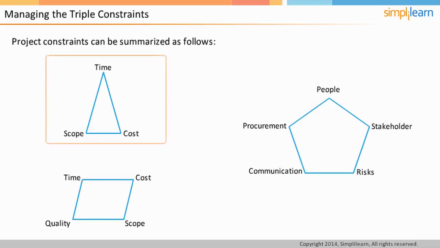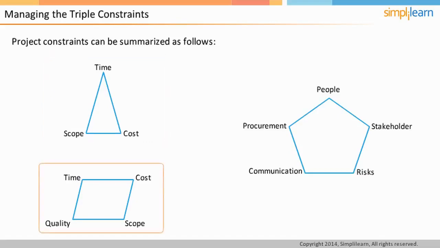Triple constraint is a term that originally referred to the three competing project constraints within which the projects are performed. These constraints are cost, time, and scope. Quality is a primary concern for a project manager. Therefore, the project manager has to make trade-offs to keep the scope, cost, time, quality plane in balance.